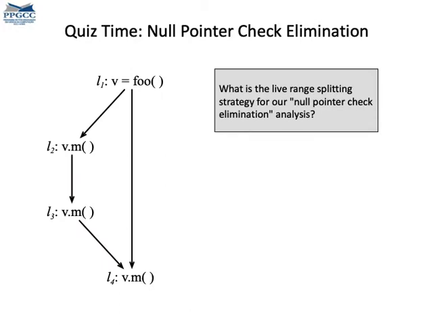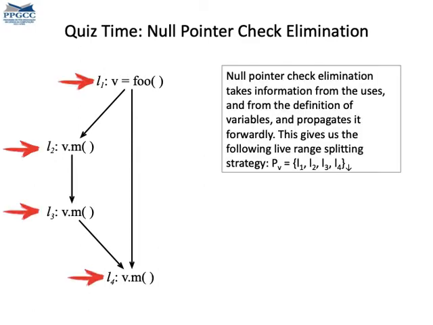Could you think now about how would be the live range splitting strategy for null pointer analysis? Try to think about how information appears in the analysis and how it propagates. We had seen that in this case, information appears on the uses, that is, when methods are invoked onto objects, and also at the places where objects are instantiated. And this information moves forwardly along the CFG. So we have point L1, where V is instantiated, and points L2, L3, and L4, where V is used. And the arrow is down, meaning forward propagation.